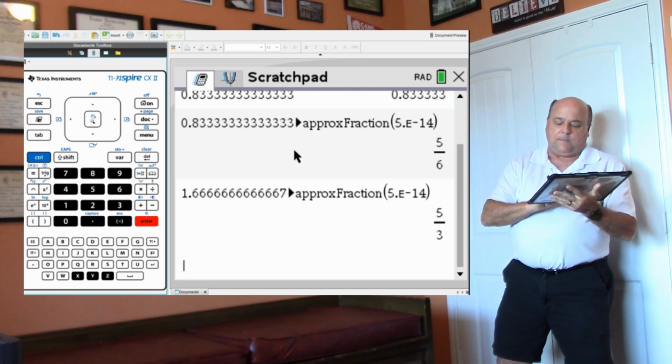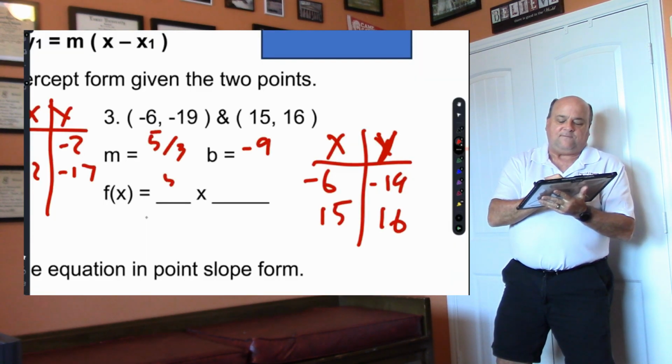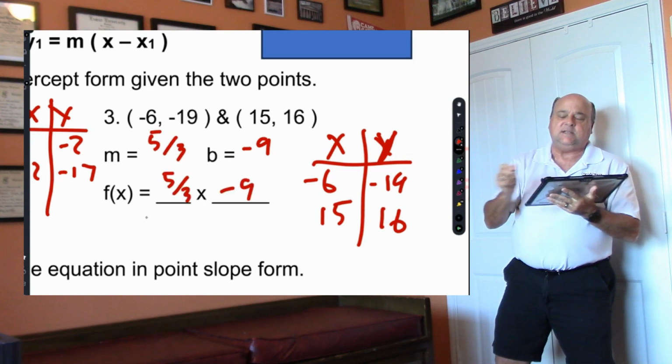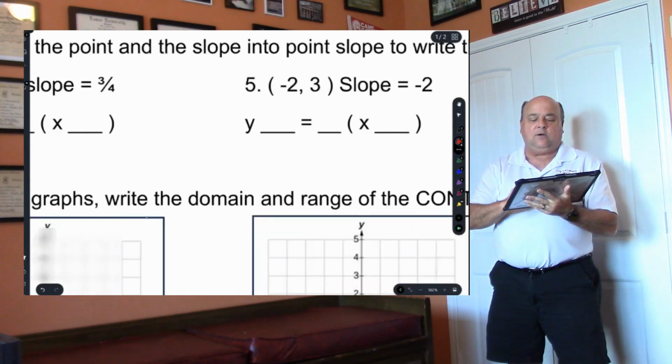So I'm going to go back to my paper. And I'm going to put 5/3 in. So I have 5 over 3x minus 9. Let's keep rocking and rolling.